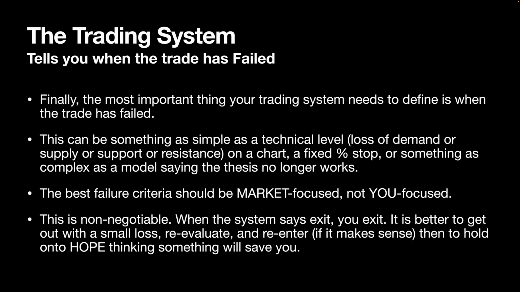And finally, I think the most important thing is your trading system needs to tell you and needs to define when a trade has failed. This can be something as simple as a technical level, like you lose demand or supply or support, resistance on a chart. It could be a fixed percentage stop, which I absolutely hate most of the time. I do use them occasionally, but generally I think unless that percent stop's related back to something in the market, it can be completely arbitrary. Or it could be something as complex as a model saying the thesis no longer works, any of those things.